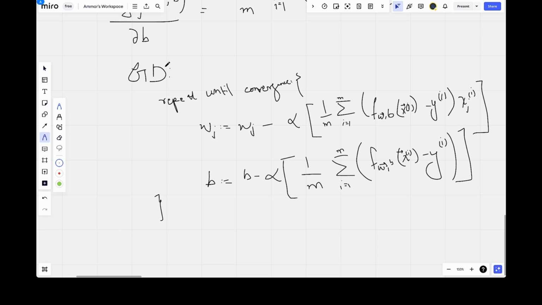this is actually the gradient descent that we'll be implementing in the next video.